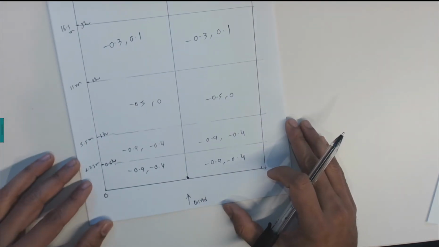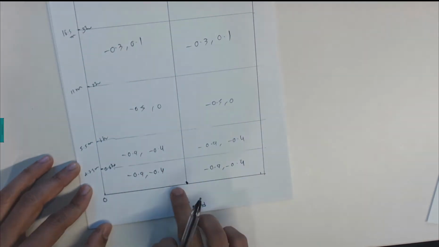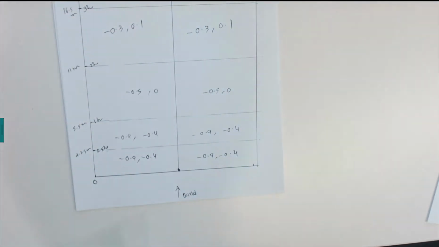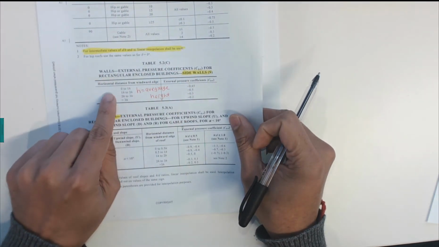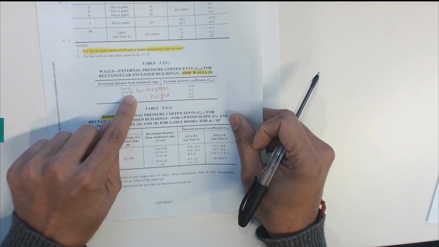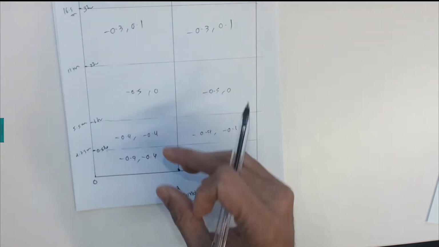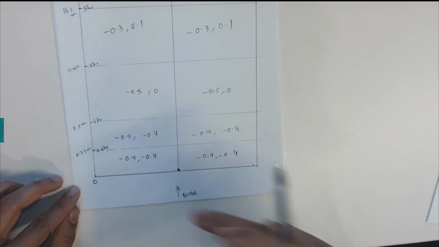And now we can get the side walls. So this is the windward wall, this one is the leeward wall, and these are the side walls. For the side walls we can use table 5.2c, and we have different values from 0 to 1h, 1h to 2h, 2h to 3h. So 0 to 1h we already got here.